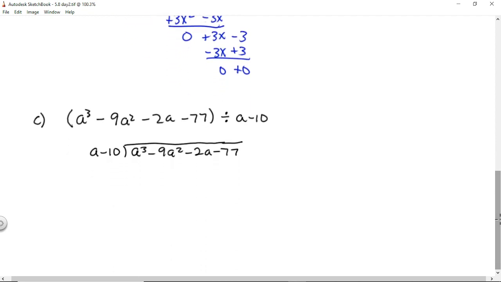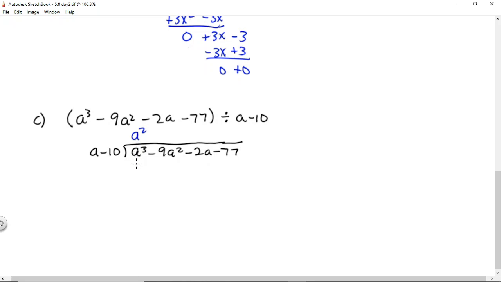Okay, and again, this is a cubic polynomial divided by the binomial a minus 10. So we're taking a cubed divided by a, and sometimes I say that as what is it that times a will give us the a cubed. You can think of it either way. Well, that's a squared. So now we take that a squared times a minus 10.